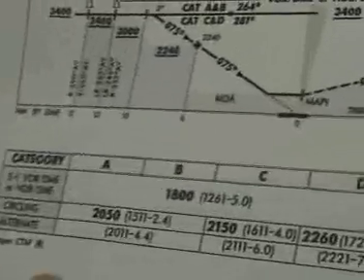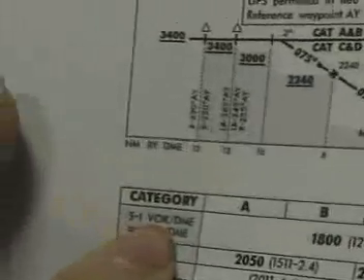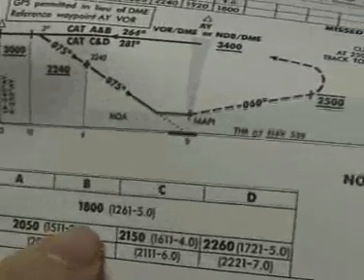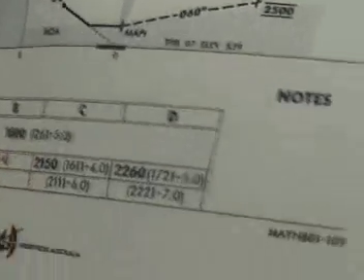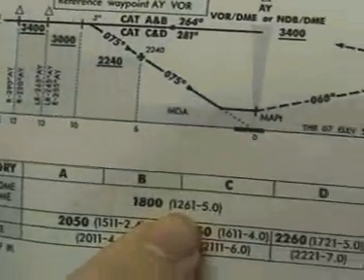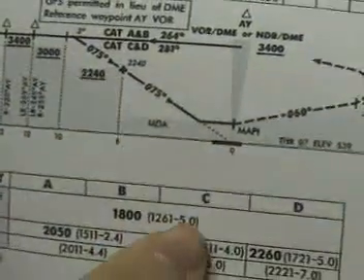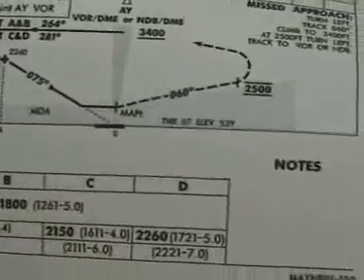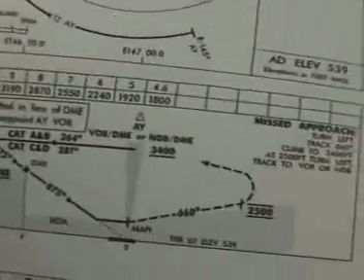Minimum descent altitude, in this case we're doing the VOR DME approach. It's 1,800 feet above sea level, which corresponds to a height above the ground of 1,261. You also cannot shoot the approach with less than 5 miles visibility.